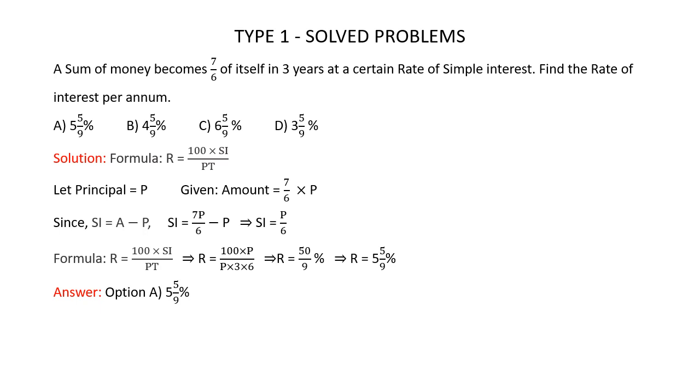So now we know that simple interest is P by 6, principal is P, and time is 3 years. Substituting all these values in the formula here, we get R is equal to 100 multiplied by P by 6 divided by P multiplied by 3. On solving this, we get R is equal to 50 by 9%, which is nothing but 5 5 by 9%. So the rate of interest per annum is 5 5 by 9%. The correct answer is option A, 5 5 by 9%.